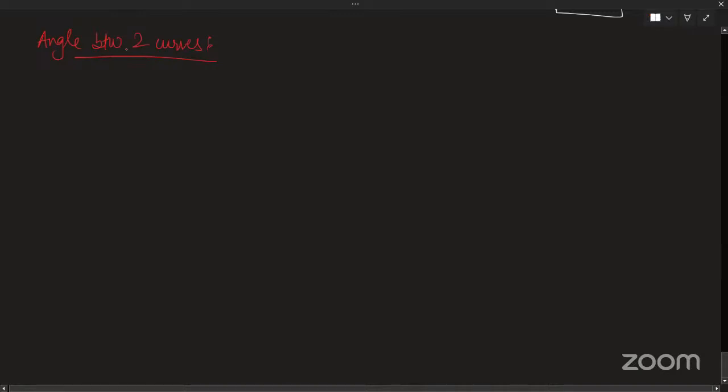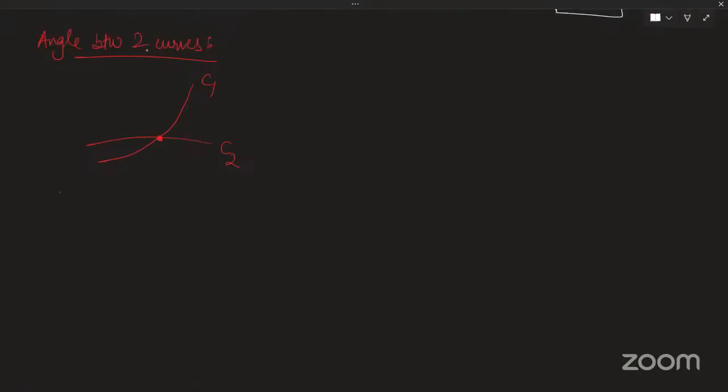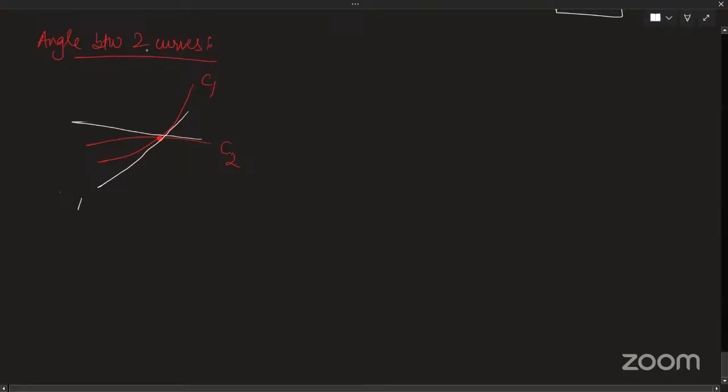Angle between two curves. How can I calculate the angle between two curves? At the point at which they are intersecting. For example, I have this curve C1 and this curve C2. Both of them are intersecting. At the point of intersection, I get two tangents, one of curve C1 and one of curve C2. I call them T1 and T2. By differentiating the first curve, I can find the slope of T1.